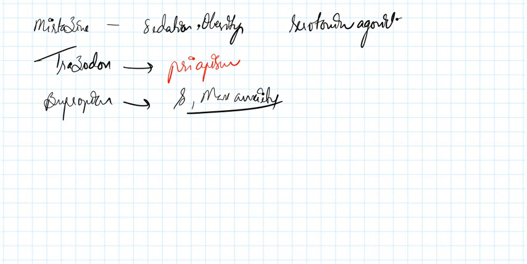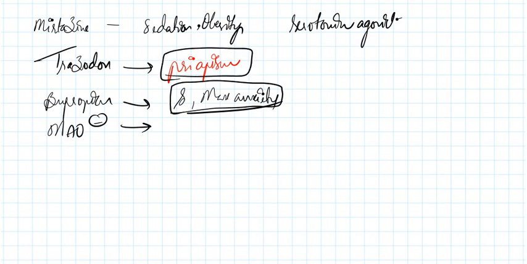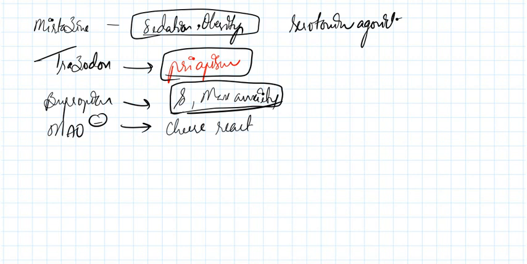Right. Now, MAO inhibitors. Bupropion causes seizures and anxiety. Trazodone causes priapism. Mirtazapine causes sedation and obesity. And MAO inhibitors cause cheese reaction. Very important MCQ: MAO inhibitors cause cheese reaction and also serotonin syndrome. Very important side effect of MAO inhibitors. These MAO inhibitors are not actually used anymore. They were stopped by most of the clinicians.